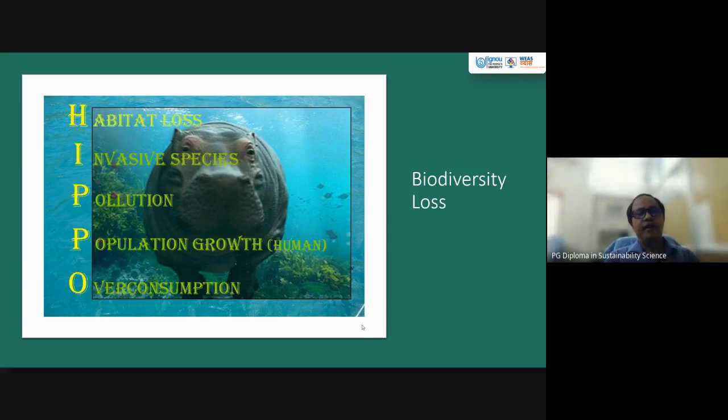Then the population growth. We know that human interference, because of the growth in human population, is putting so much pressure on different ecosystems. Then overconsumption, which is directly related to population growth. When the natural production of a resource is only 50 kg, and we are demanding more than that, then you will take up all the available, or you will try to have another new species.